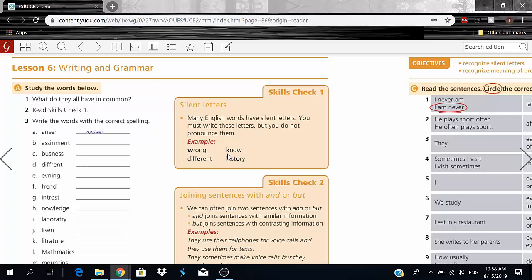It's just part of learning English. And trust me, it gets a lot easier over time. So, many English words have silent letters. You must write these letters, however, do not pronounce them.